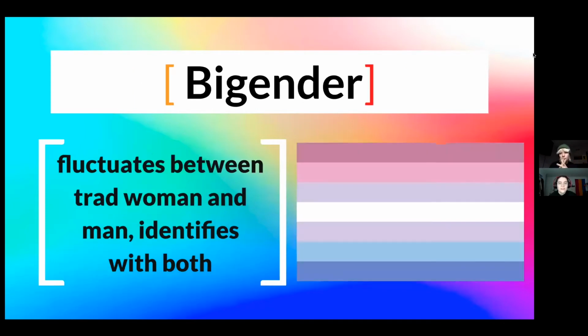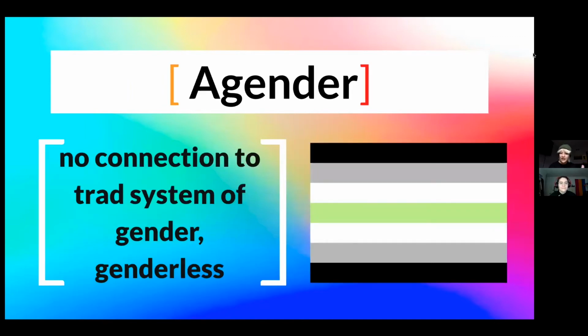Then you have bigender, which is a person who fluctuates between traditionally woman and man gender-based behavior identities, identifying with two genders as being two separate things. And then there's agender, which would be a person who has no connection to the traditional system of gender, no personal alignment with the concept of either man or woman, or someone who's in between. And so a person like this would see themselves as existing without gender.